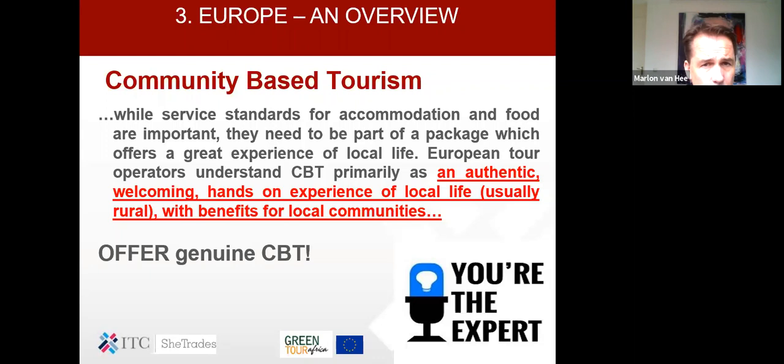Again, this is not what Europeans perceive as community-based tourism. For Europeans, community-based tourism is, and it's underlined here in red, an authentic, welcoming, hands-on experience of local life, usually in rural areas, with benefits for local communities. So that is what CBT, community-based tourism, is all about. And you're the expert. You know your country, so you can see where you have these CBT experiences, select the best and offer it to the European travelers.